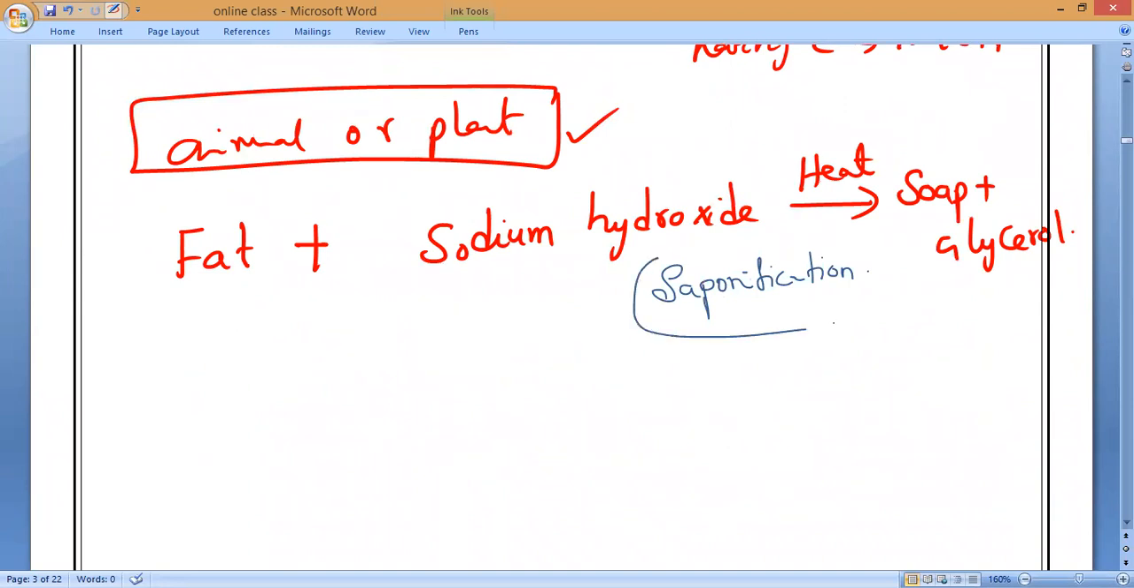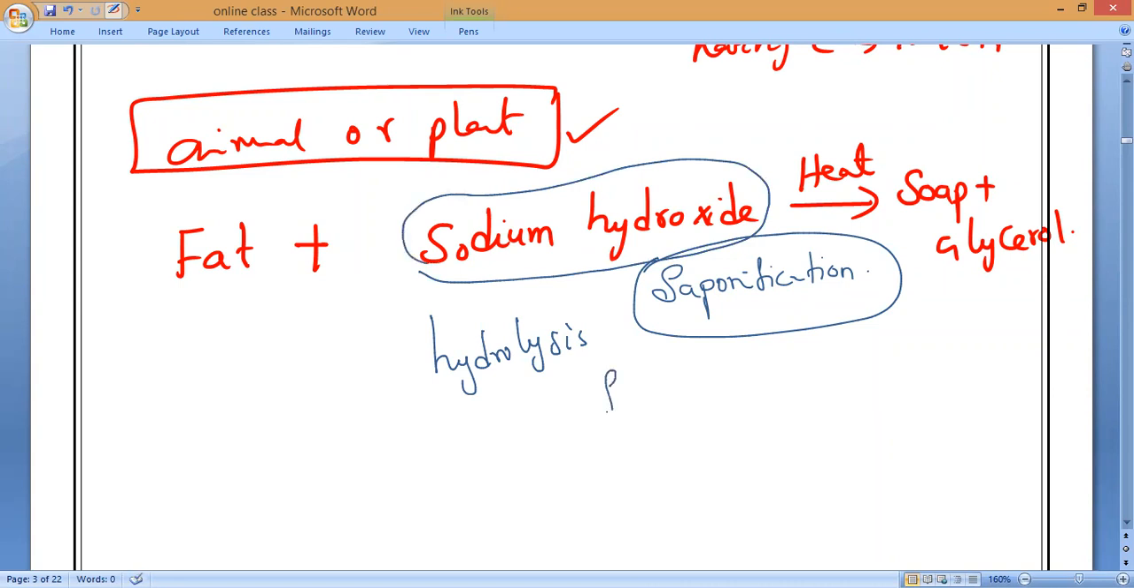So the preparation of soaps by the hydrolysis of fats and oils with the help of alkalis. What are alkalis? Sodium hydroxide or potassium hydroxide. That process is called saponification. The soap formed in this reaction, the hydrolysis of fats and oils, basically comes in liquid state.